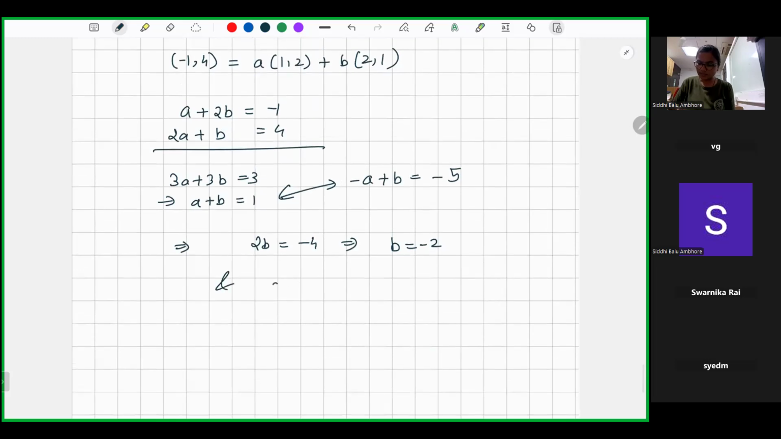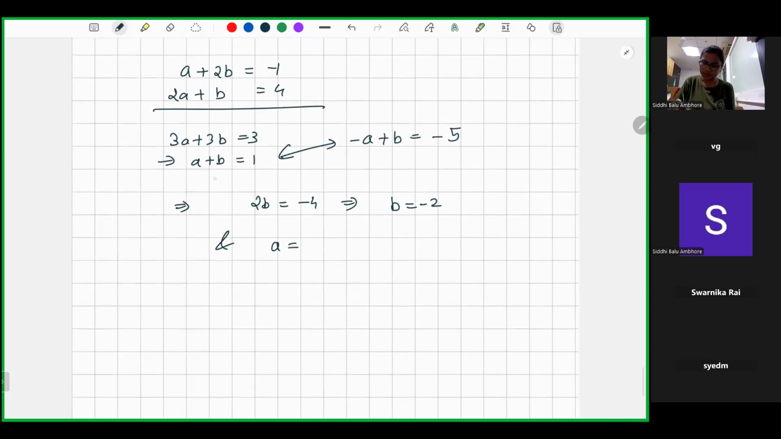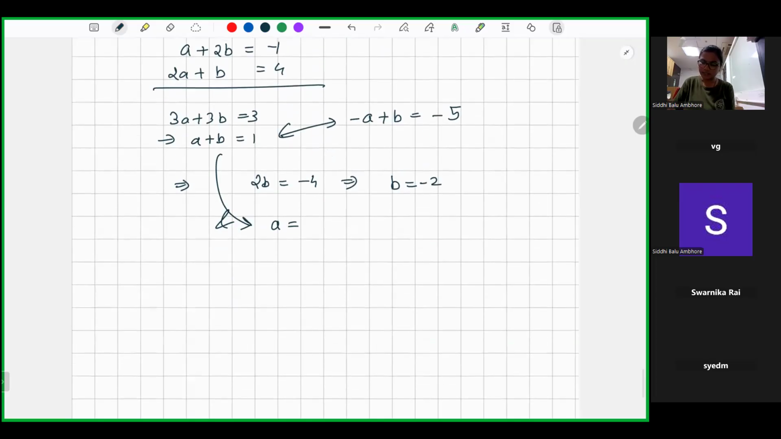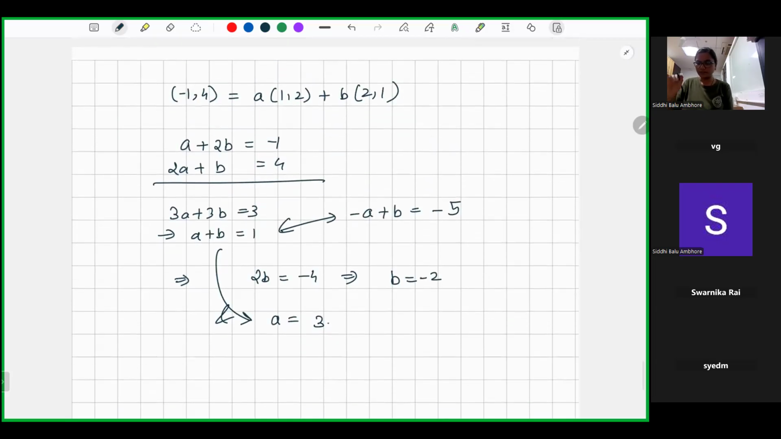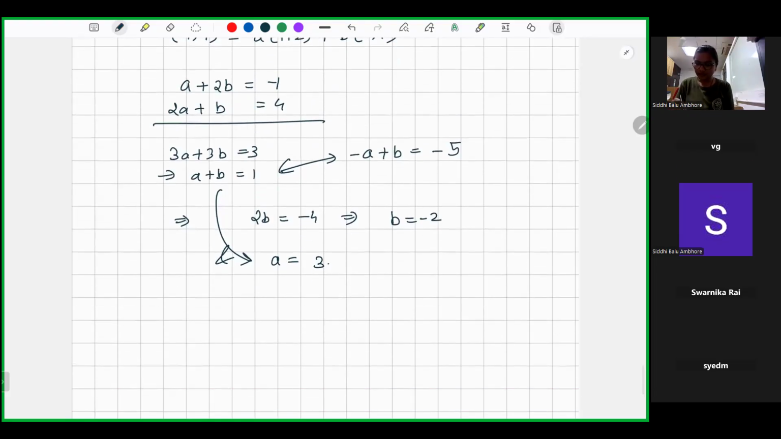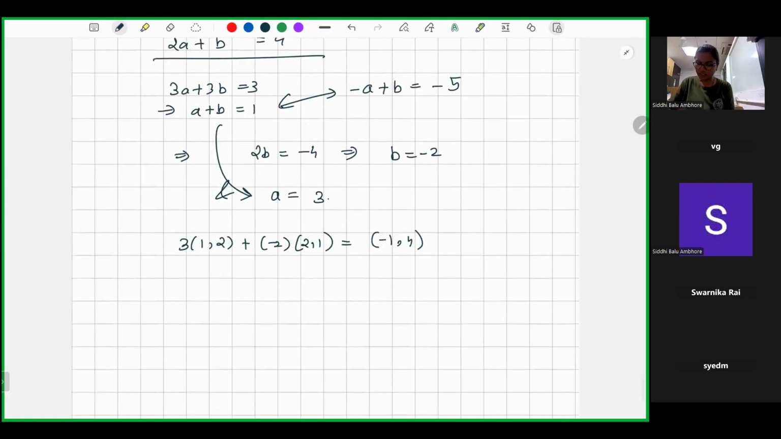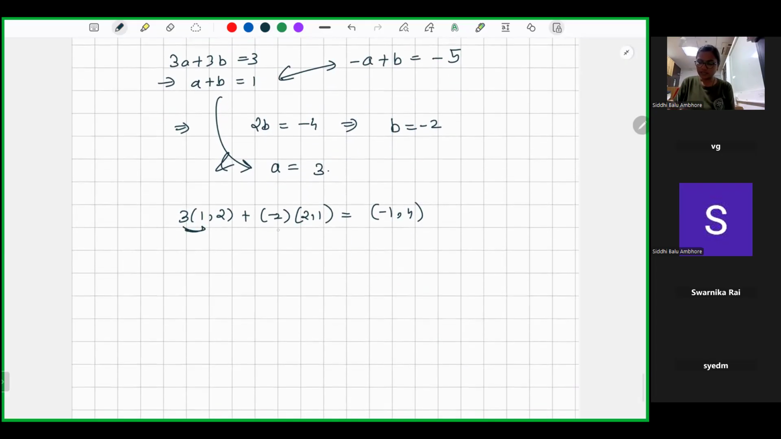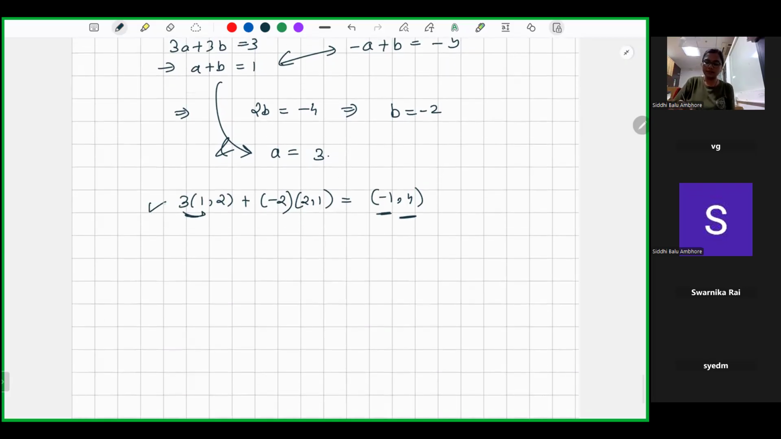And using this, I will get a = 3, right? Yeah, a = 3. So with this, 3(1, 2) + (-2)(2, 1) is (-1, 4). We can check here, right? This is 3 minus 4, giving me -1, and this is 6 minus 2, giving me 4 here. So this is completely correct.